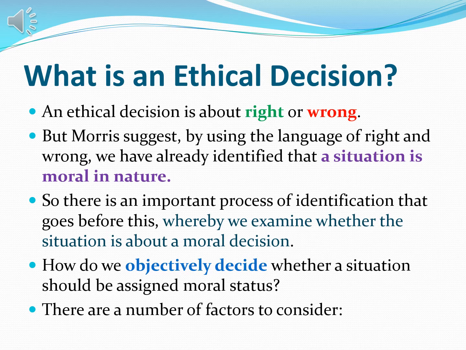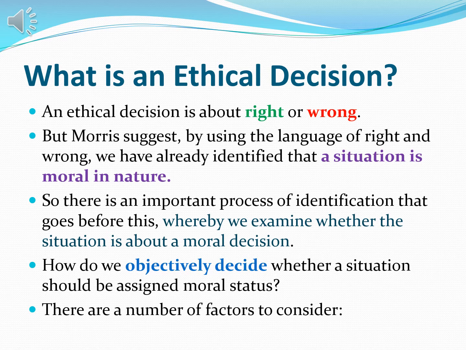So there is an important process of identification that goes before this, whereby we examine whether the situation is about a moral decision. Before reaching this point, there is a process of examining the situation to see whether an ethical situation is arising or not. So how do we objectively decide whether a situation should be assigned moral status? How will we decide that it is a moral situation or not a moral situation?